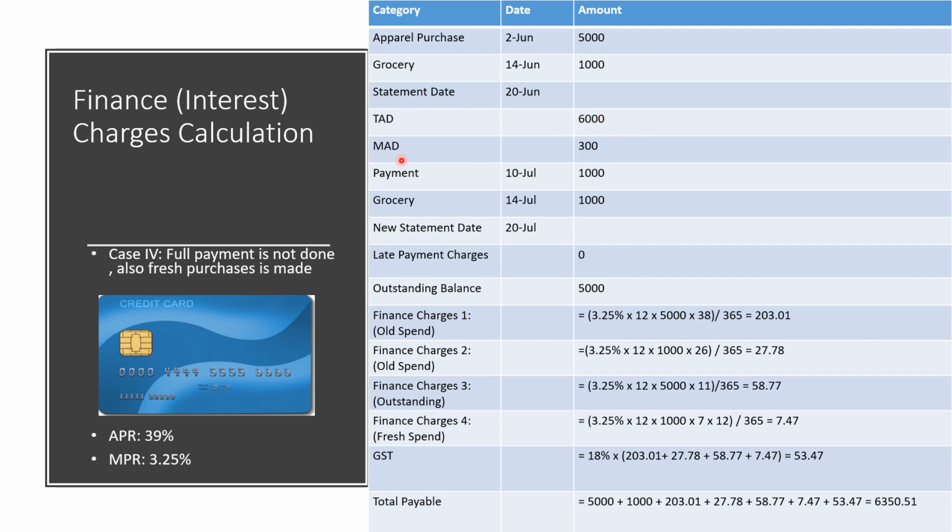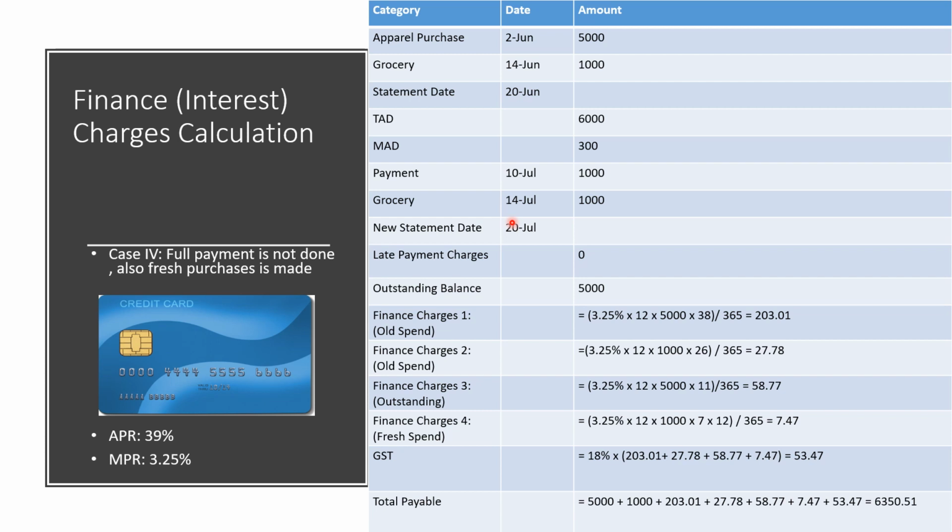Now let us say you have made a payment on the 10th of July for 1000 rupees. And on the 14th of July, another transaction, a fresh purchase of grocery, was done for 1000 rupees. Now, once the next statement comes, what are the charges that are going to be levied on your credit card?